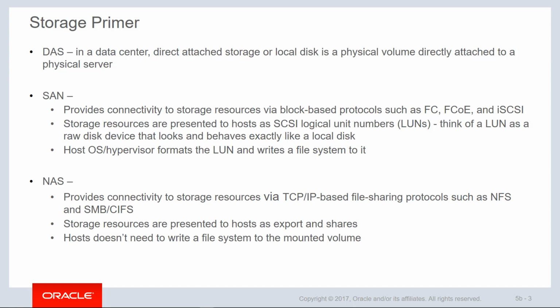SAN, or Storage Area Network, provides connectivity to storage resources via block-based protocols such as FC, or Fiber Channel, FCoE, or Fiber Channel over Ethernet, or iSCSI. Storage resources are presented to hosts as SCSI logical unit numbers, or LUNs. Think of a LUN as a raw disk device that looks and behaves exactly like a local disk. The host OS or hypervisor formats the LUN and writes a file system to it after it's attached.